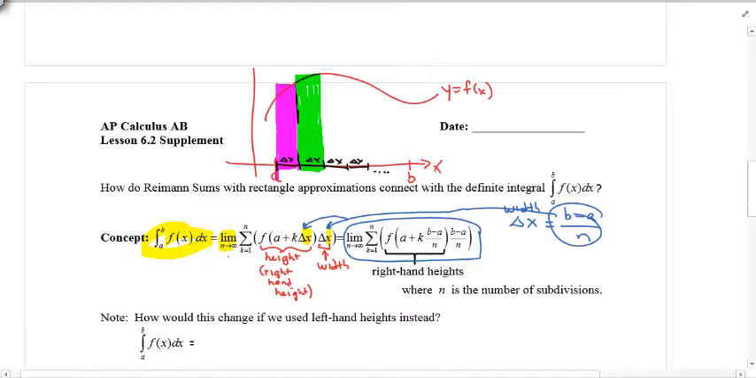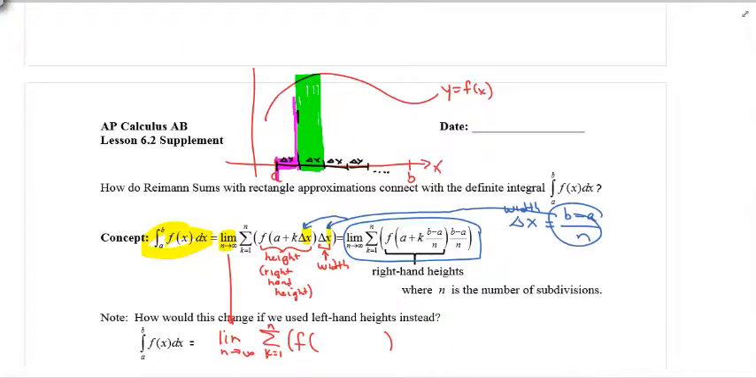The limit part doesn't change, so that stays the same. The limit as n approaches infinity. I still want the sum of all of these, so that doesn't change. And I still want the y values, so that doesn't change. But the question is, which y values am I now using? If you look at my picture up top, that purple rectangle now would no longer be given by that, but it would change to this, right?